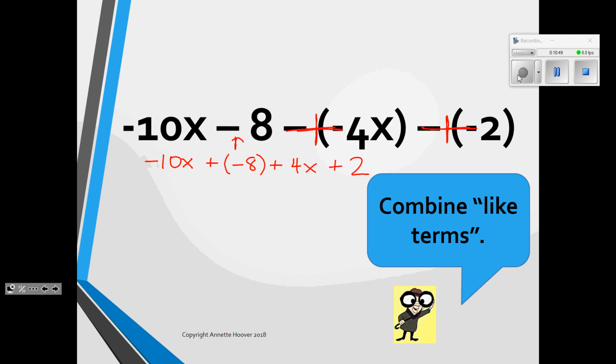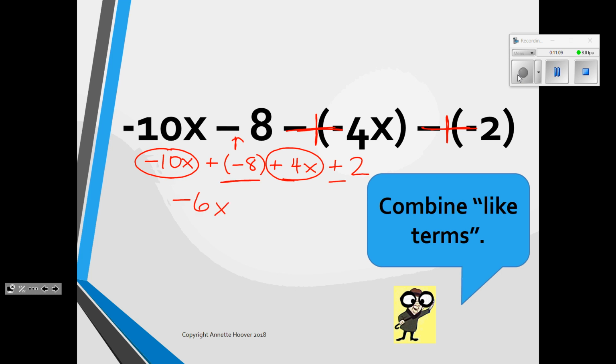Now we look for like terms. We have a negative 10x and a 4x. We call these like terms because they both have the same variable attached. We have different signs, a negative 10 and a positive 4, so we'll subtract and keep the negative sign. That would be a negative 6x.